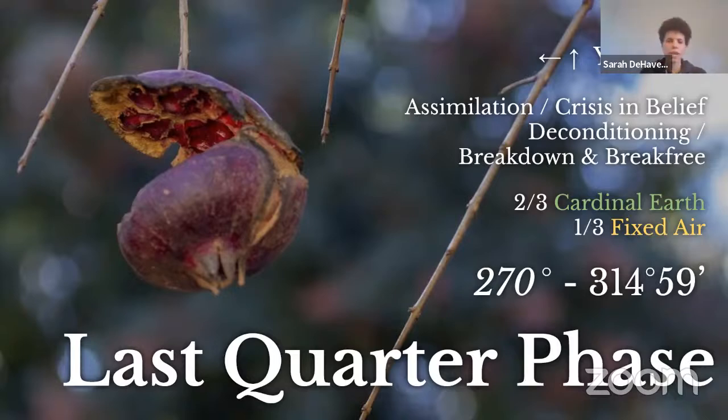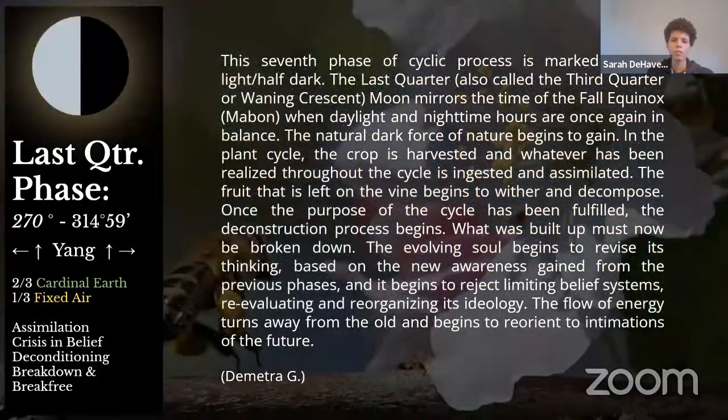Two-thirds cardinal earth, Capricorn energy, and one-third fixed air, Aquarius energy comprise the last quarter phase, spanning from 270 degrees to 314 degrees and 59 minutes. Demetra George, hook us up with some wisdom.